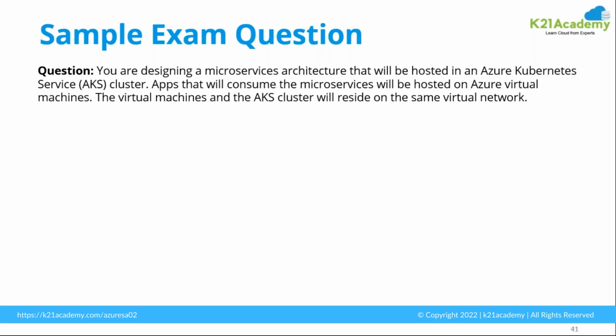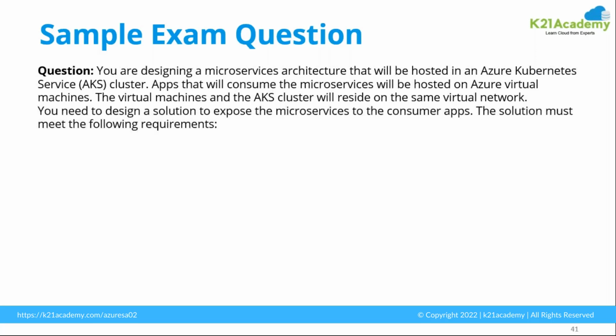So your Azure virtual machine and the AKS cluster will reside on the same virtual network. Here, you have to design the application that you are using on top of your VM. You are designing a microservice architecture that will be hosted in your Azure Kubernetes Service. An app that will consume the microservice will be hosted on your Azure virtual machine, and your Azure virtual machine and your AKS cluster will be residing in the same network. So both are in the same network itself.